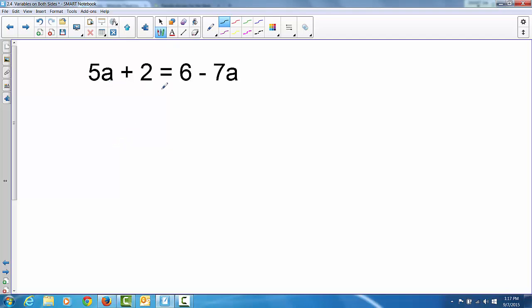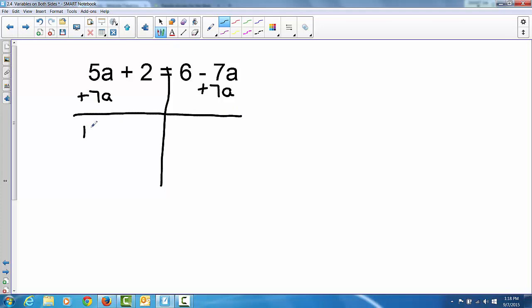Okay, so we've got 5a and negative 7a. Which one's the smaller of the two? Well, a negative number is always smaller than a positive number. So we're going to move the negative 7a over here to the 5a. So let's draw a line down the middle here. And we're going to move the 7a, so we're going to add 7a to both sides because the opposite of negative 7a is positive 7a. So we're adding 7a to both sides.